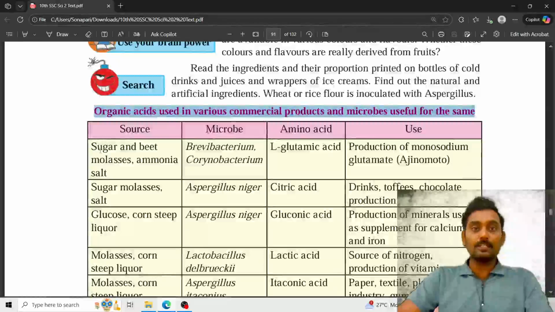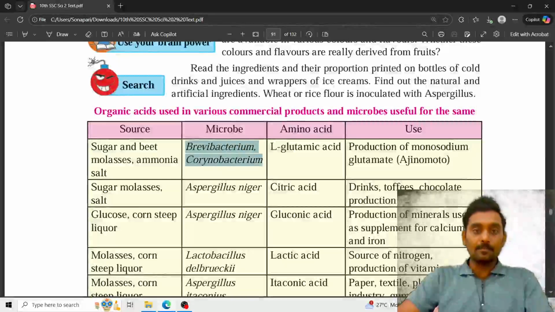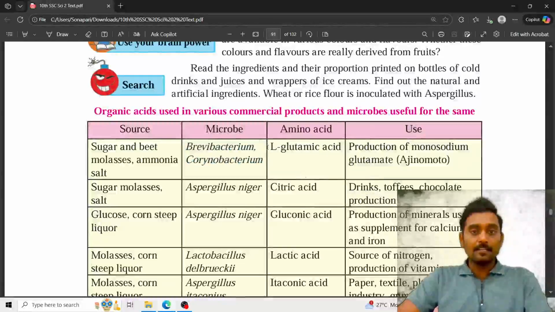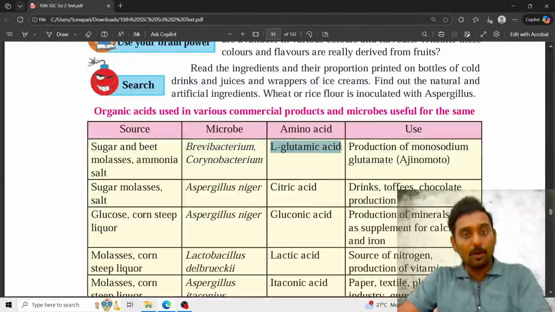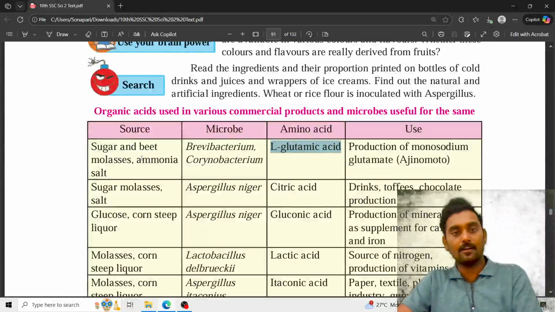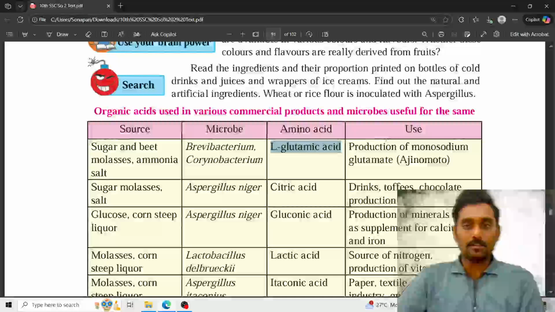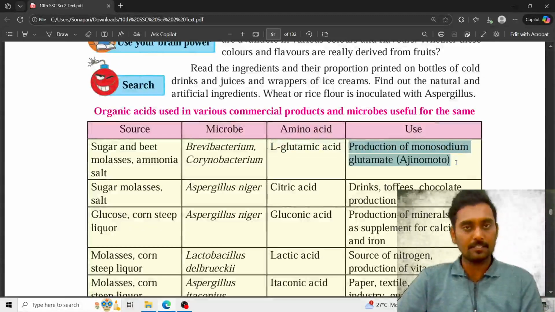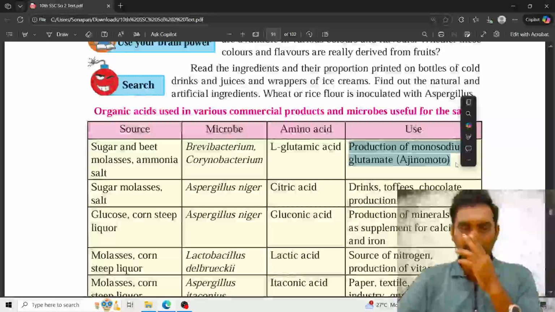See here, the source, that is sugar, beet molasses, ammonium salts are given as a source. So where microbes like Brevibacterium, Corynebacterium are used, which form an amino acid. Which kind of amino acid, beta? That is L-glutamic acid is formed due to the reaction of Brevibacterium or Corynebacterium with the sugar and beet molasses or ammonium salt, due to which production of monosodium glutamate is possible. It is made, that is the Ajinomoto is made.